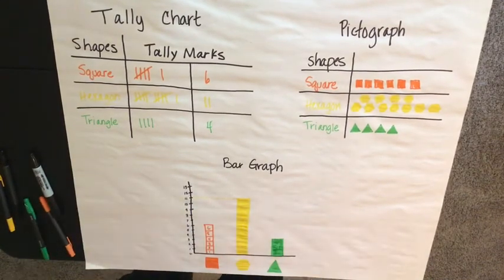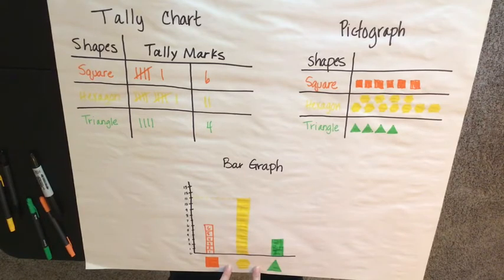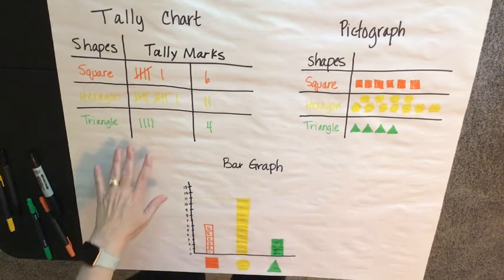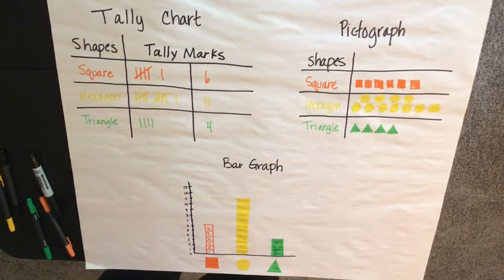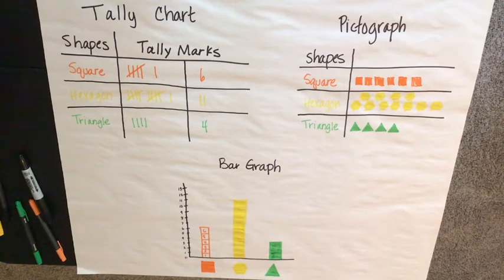So now we have completed our bar graph. We've shown 6 orange squares, 11 yellow hexagons, and 4 green triangles because that's how many we had when we originally counted them. Our tally chart, our pictograph, and our bar graph each represent all of the same information. They just show it in a little bit of a different way.